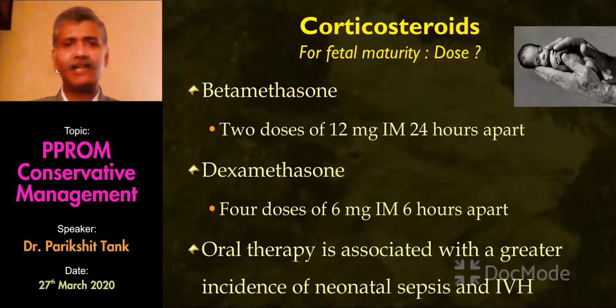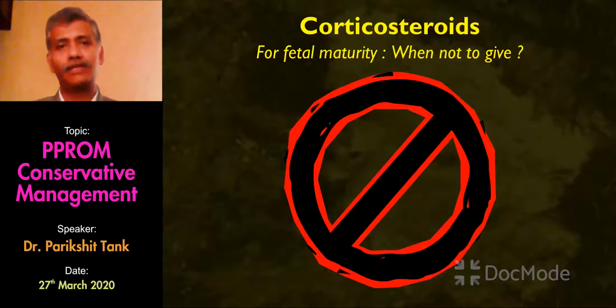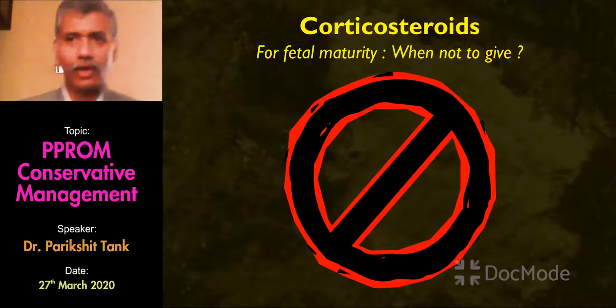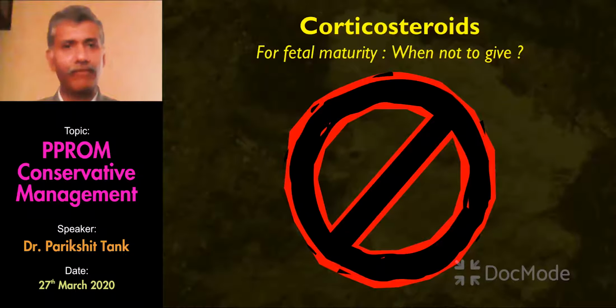This is the standard regime: betamethasone 2 doses, 12 milligrams intramuscular, 24 hours apart, or dexamethasone 4 doses, 6 milligrams, 6 hours apart. Oral therapy, as I said earlier, is not indicated. It is associated with a greater incidence of neonatal sepsis and intraventricular hemorrhage. There are concerns about administering corticosteroids when there is a potential for infection.